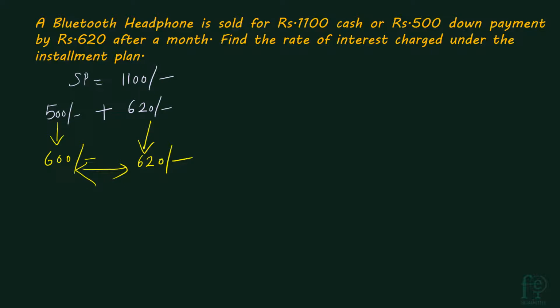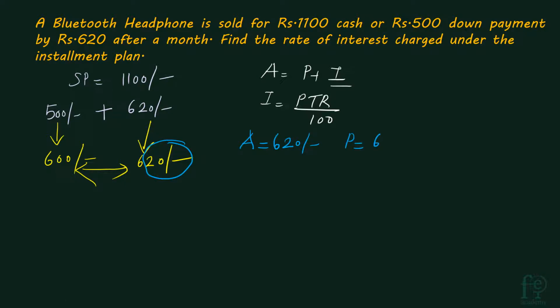So how to find out the rate of interest? You already know that amount is equal to principal plus interest. Then what is the formula for interest? Interest is equal to PTR divided by 100. So this formula you can use here. So what is A? A is the amount. So here what will be A? A will be 620 because the principal 600 is becoming 620 in a month. So amount is equal to 620 and principal is equal to 600.